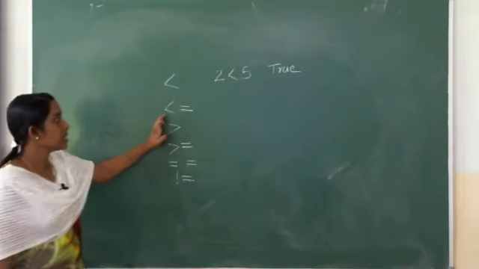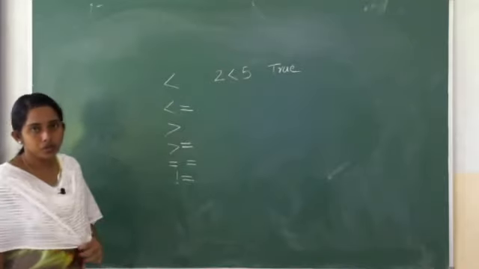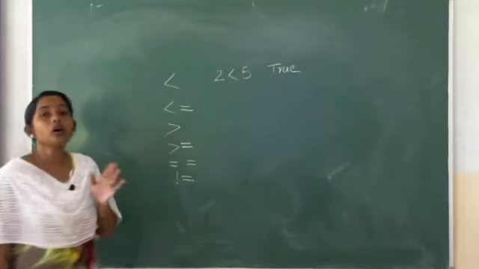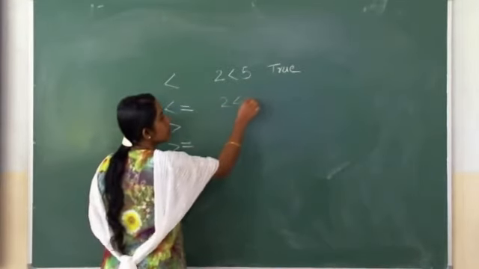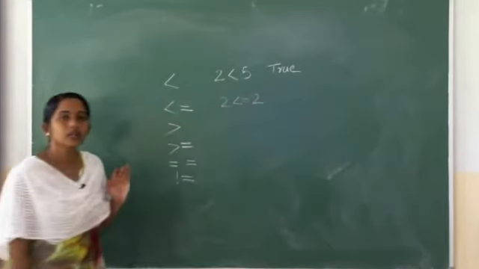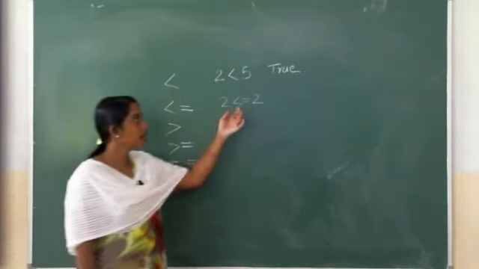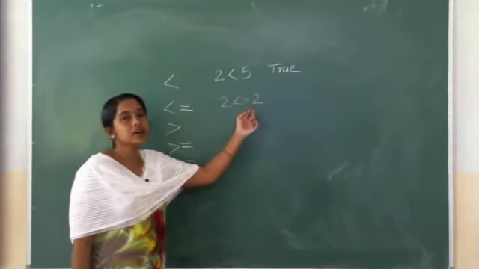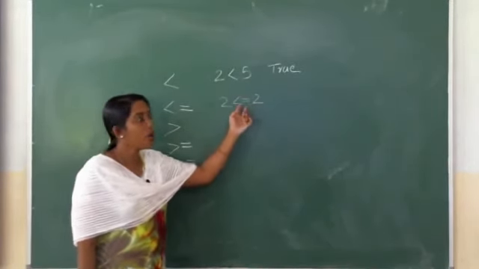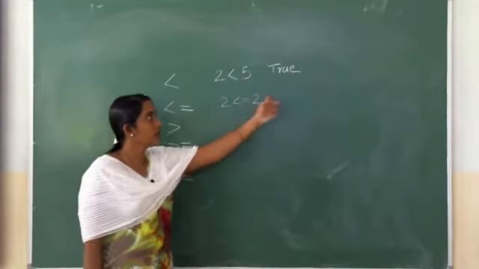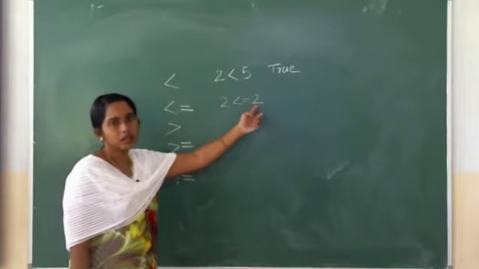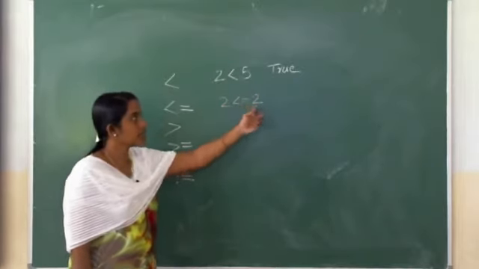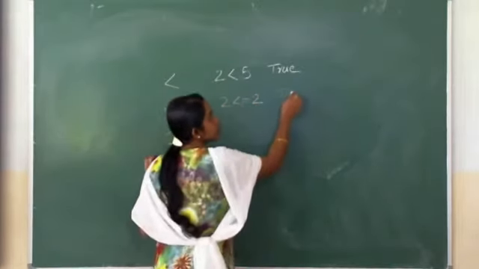Okay, the next one is less than or equal to. So if I wrote here 2 less than or equal to 2, what will be the result? That is either it will be a less than, otherwise if it is equal. In both the cases, if it is satisfied, you will get the output true. So here less than, no, equal to, it's satisfied. So you can write down here true.